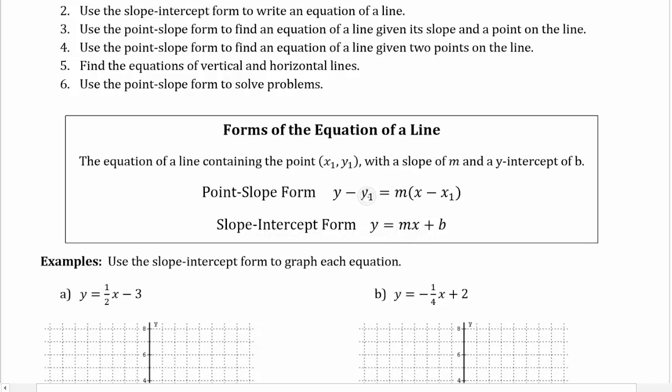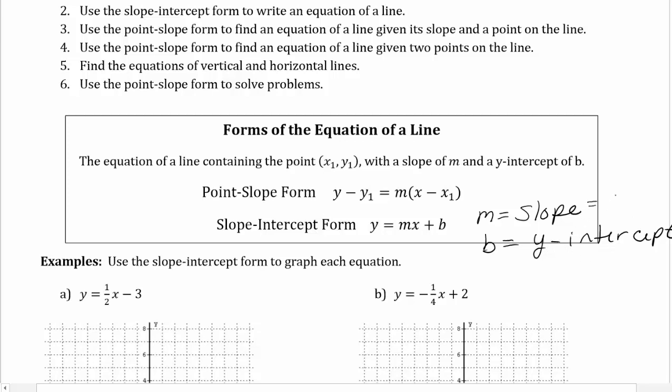The y with a little 1 and the x with a little 1 are coming from some point that the line passes through. The other form is the slope-intercept form, y equals mx plus b. In this equation, m is equal to the slope, and b is our y-intercept. So b is the place where this graph will be crossing our y-axis.